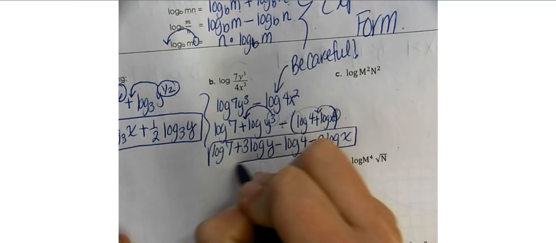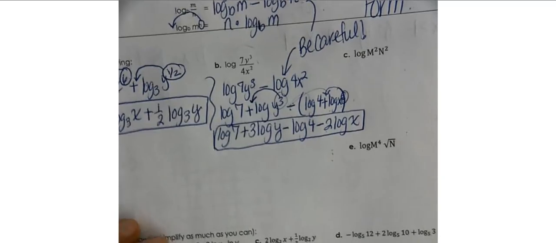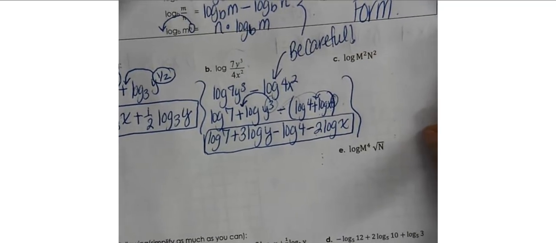A lot of times kids will ask me, do you have to show all of that work? And the answer is no, but the more work that you show, the more partial credit you qualify for. Let's go ahead and look at letter C.